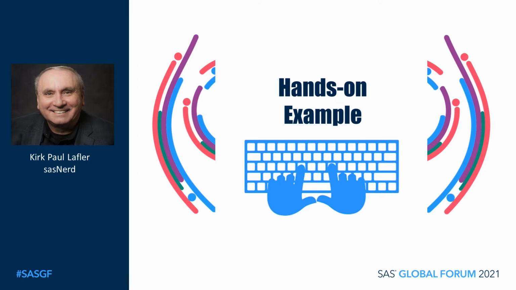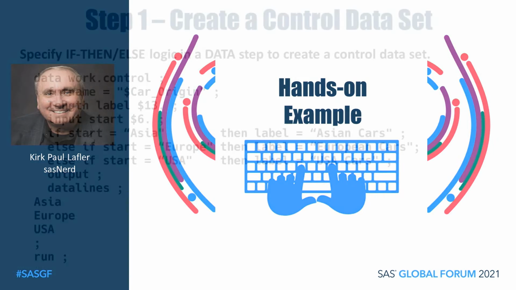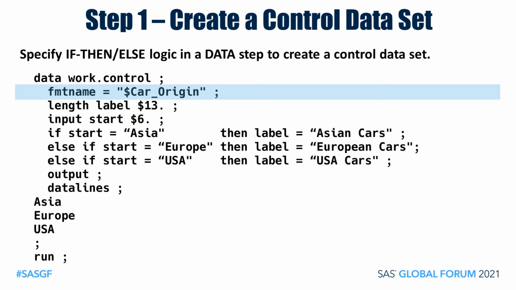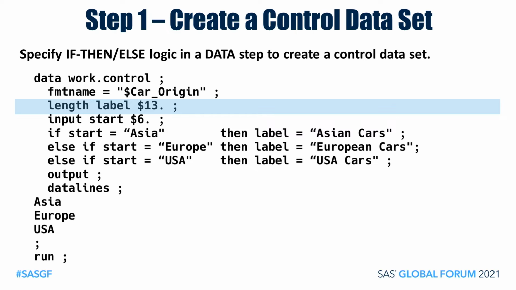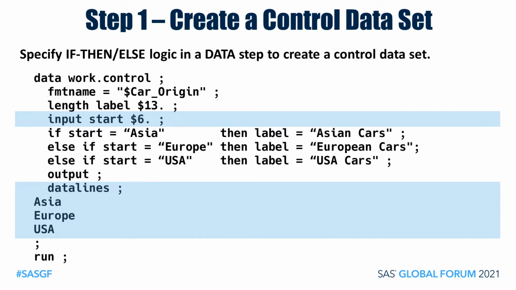Let's take a look at the hands-on code for this example. Step one will be to create a control data set. We're going to use the data step to do this, and we'll call it work.control. Our first variable that we need to create and assign is the name of the user-defined format we want to create. We're going to assign that to the FMTNAME variable. We're then going to assign a 13-character label. And then the START variable, which will either be Asia, Europe, or USA.